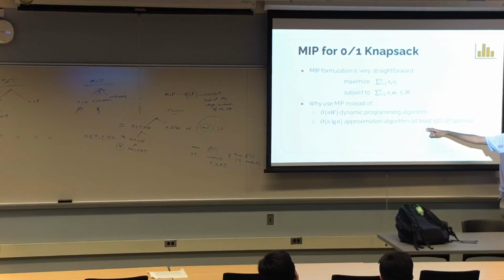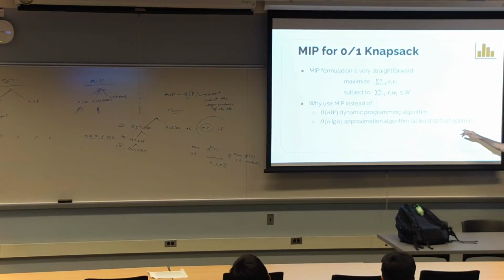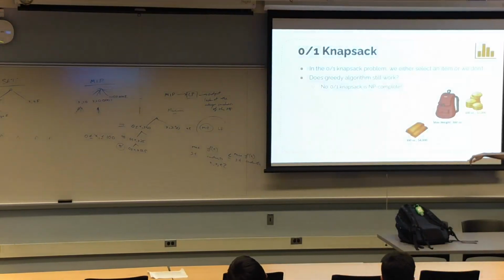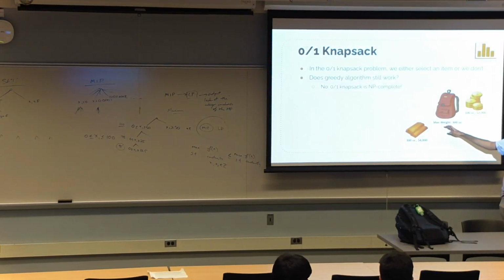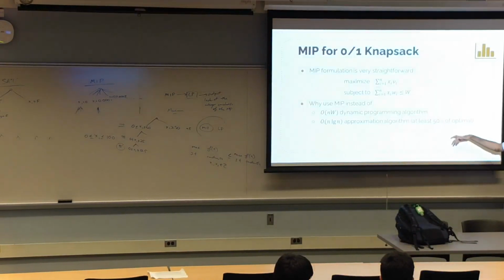There's also an approximation algorithm which guarantees at least 50% of optimal. That's saying if the optimal solution gave you $7,000, this approximation algorithm will give you at least $3,500. It's like, well, that's great, but I want $7,000.